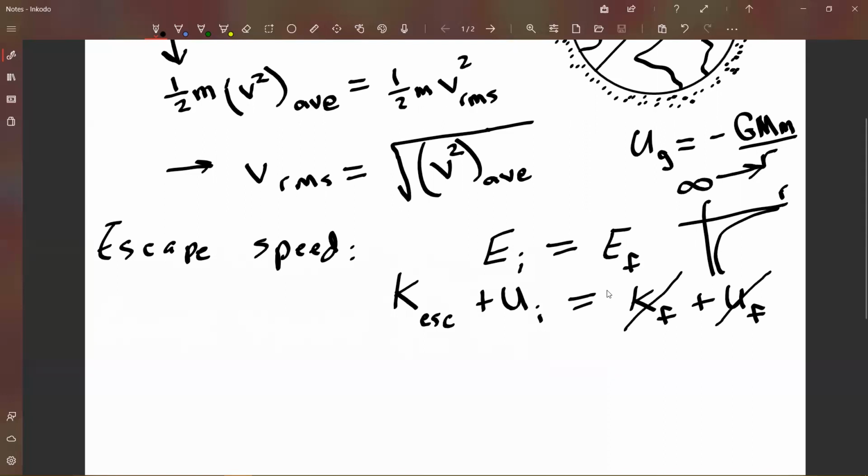Okay, so I'm not even going to evaluate K escape as 1/2 m v escape squared, because we'll see that we're really just interested in the energy anyway.